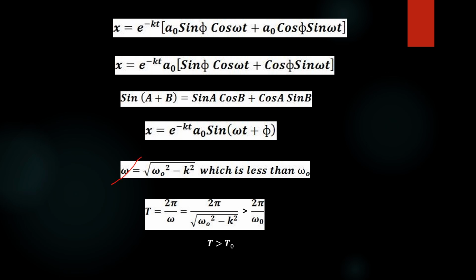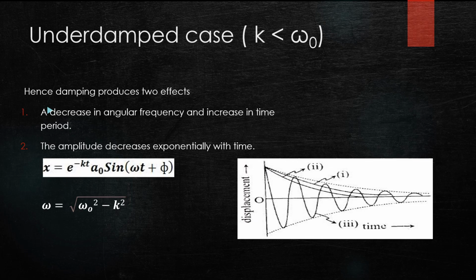From this equation, it is clear that the damping angular frequency is less than the natural angular frequency of the oscillator. Also, the time period T, that is the damping time period, is large compared to the time period without damping. So T is greater than T0. So you can see that the time period increases during damping, whereas the angular frequency decreases during damping. So when damping occurs, there is a decrease in angular frequency and increase in time period.